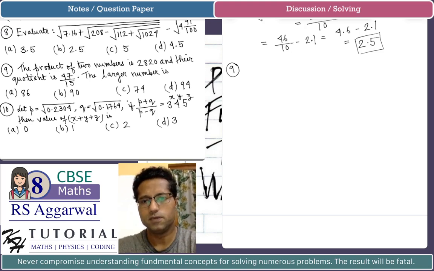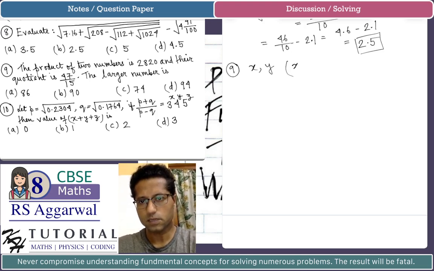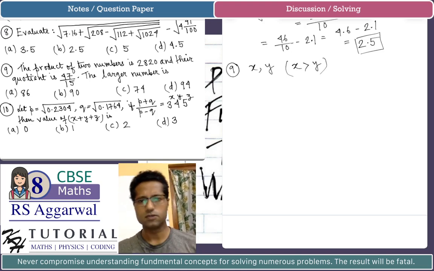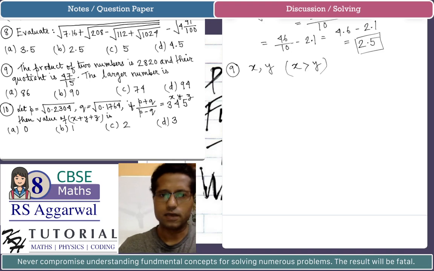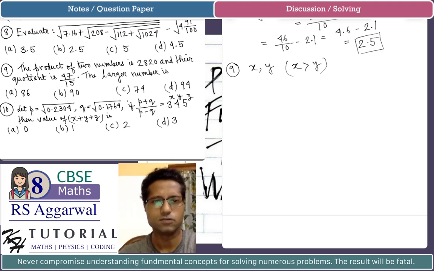If the numbers be x and y, let's say one has to be greater than the other one. Let's say x is greater than y. You can also consider y is greater than x. It will not matter. Eventually, you will get the correct answer. So we are considering the two numbers to be x and y, and I'm considering that x is greater than y. So what do we have?